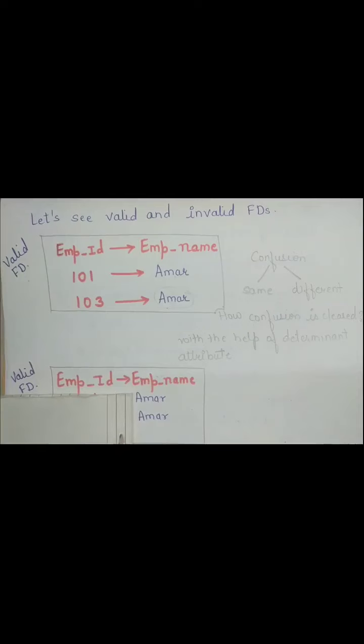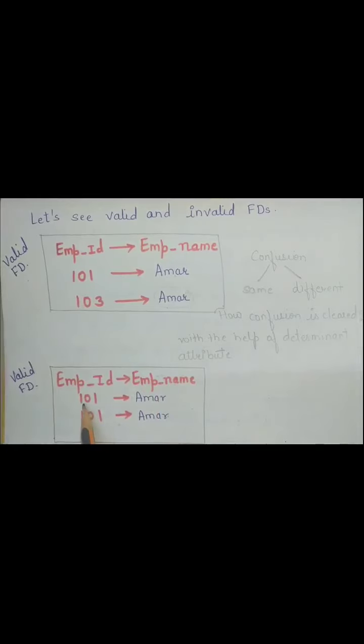Again I am having the determinant attribute as the employee ID and the dependent attribute as the employee name. That means employee name is functionally dependent on the employee ID. Now again I am having here Amar and Amar. Again there is a confusion over here whether these are the same employee name or different employee names. Then the call is given to employee ID. Let's see what happens over here.